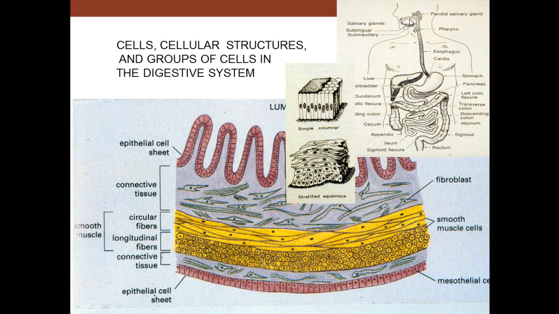Also, you have stratified squamous in the esophagus and the oral cavity as well. And it will change to simple columnar in the stomach, and then continue simple columnar all the way out until you get to the rectum. You pick up stratified squamous again. So lining the lumen, you're going to have two types of epithelium, either stratified squamous or simple columnar.